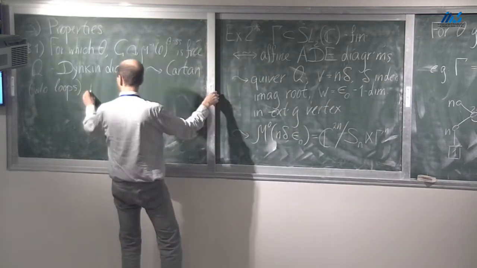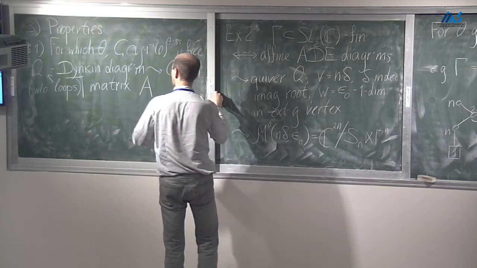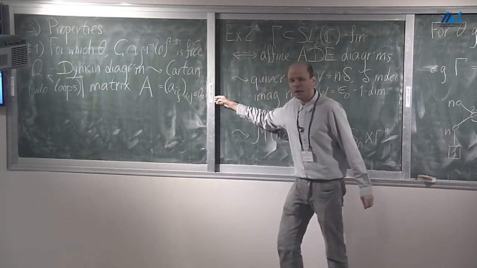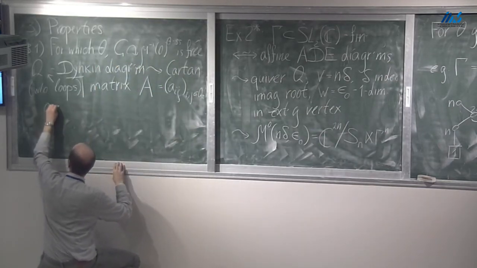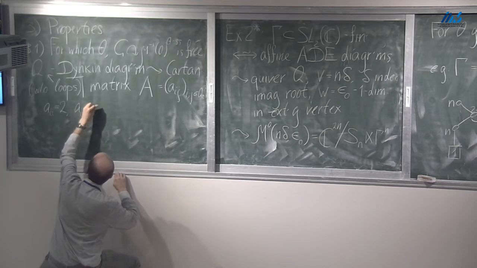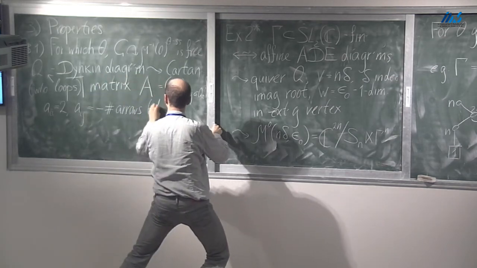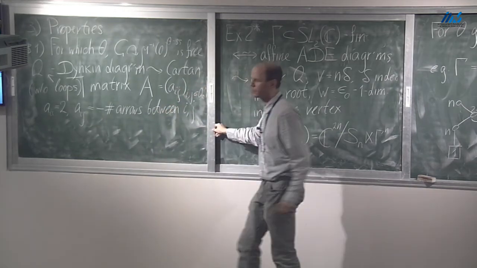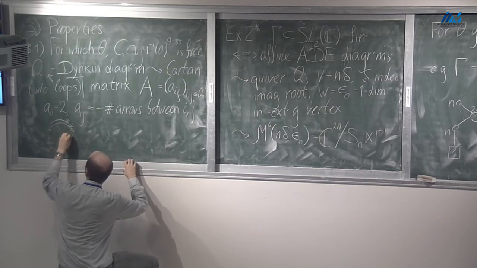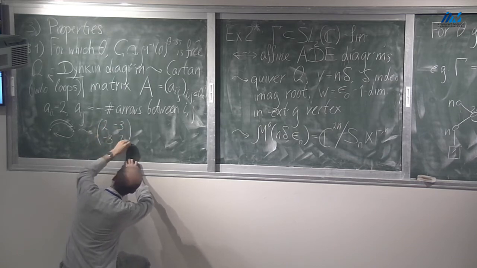Okay. So I have a Cartan matrix, which I will call A. It's a matrix of size Q0, and the diagonal entries are going to be equal to 2. In the general case, you need to modify this, of course, when there are loops. Non-diagonal entries are minus the number of arrows between I and J. For example, if I have this little fellow here, two vertices and three arrows like this, this will give me the matrix 2, minus 3, minus 3, 2. Okay?